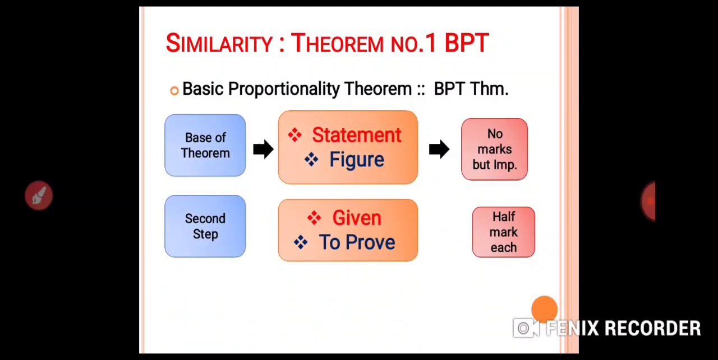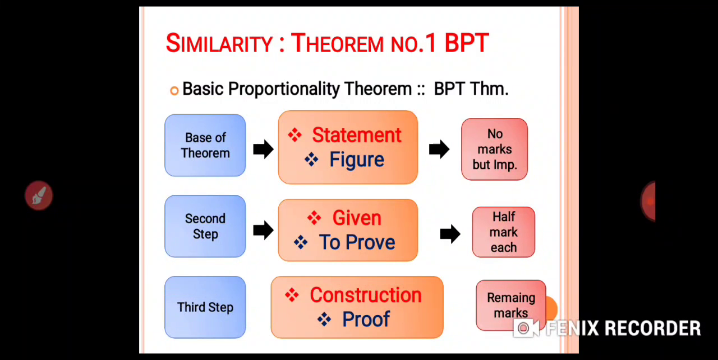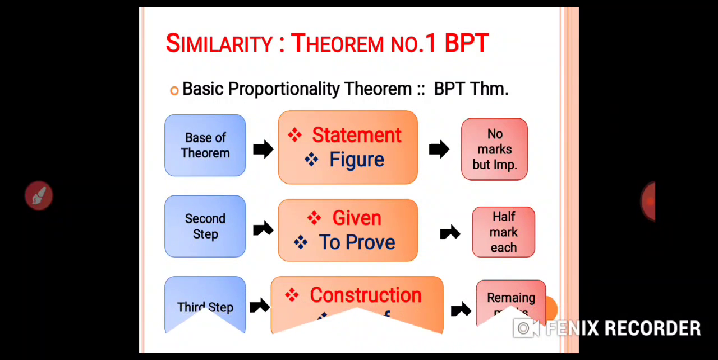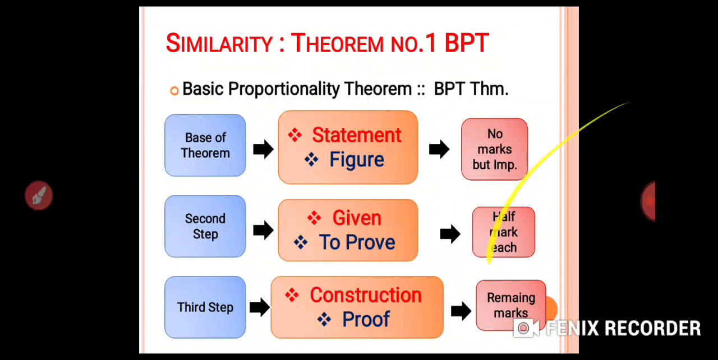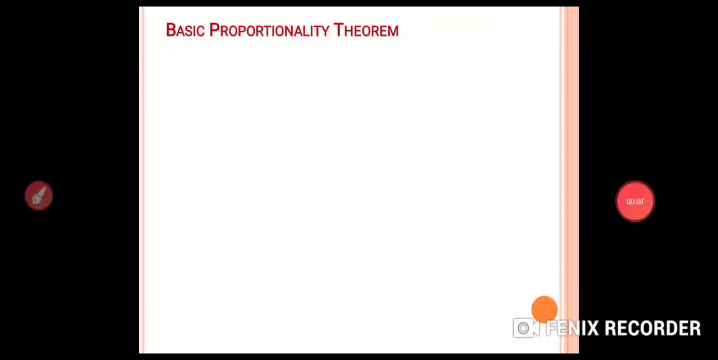Second step, given and to prove. These 2 points we can write from the figure, and these 2 points carry half mark each. And third step is construction and proof, and the remaining marks of the theorem are given to construction and proof. So with the help of these 6 points, we try to prove the theorem BPT. Let us start our basic proportionality theorem.